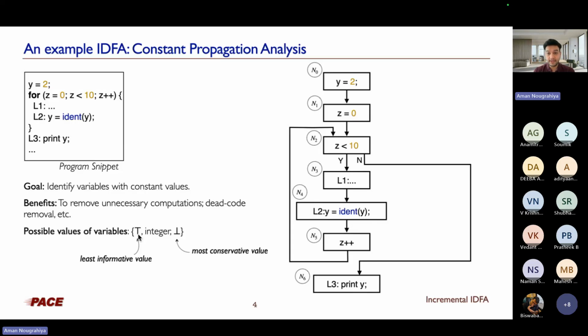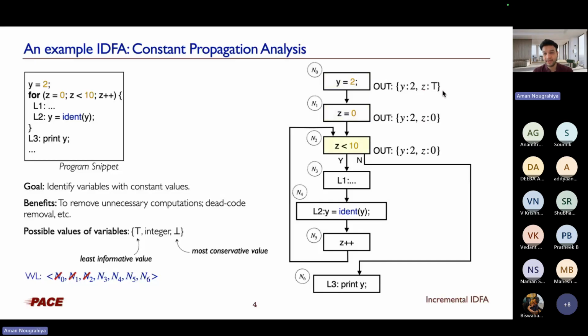Now, as per the algorithm we had looked at in the last slide, we are first going to add all these nodes into the work list WL. We take one node at a time. After processing node N0, we find that the value of Y is mapped to 2, whereas Z is top.